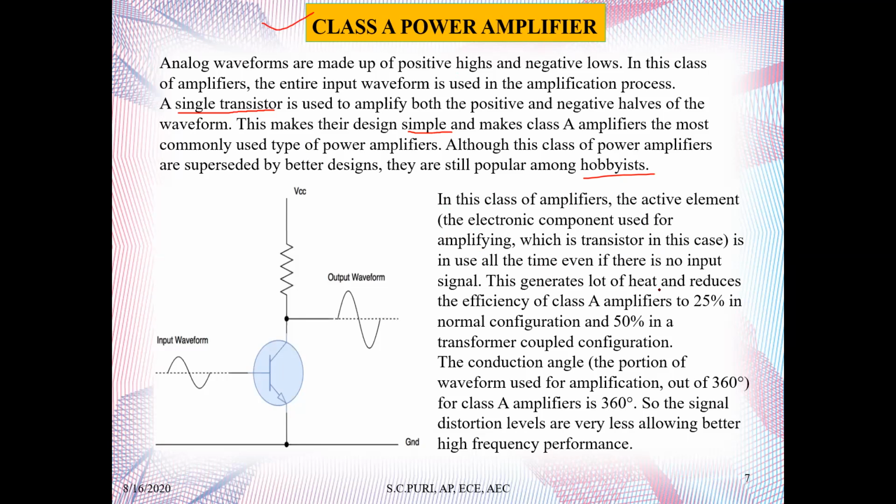This generates a lot of heat and reduces the efficiency of class A amplifier to 25% in normal configuration, and also 50% in a transformer coupled configuration. The conduction angle, the portion of the waveform used for amplification out of 360 degrees, for class A amplifier is 360 degrees. So the signal distortion level is very low, allowing better high frequency performance.